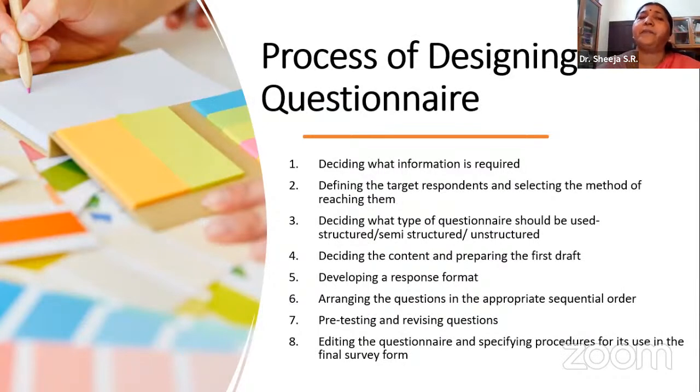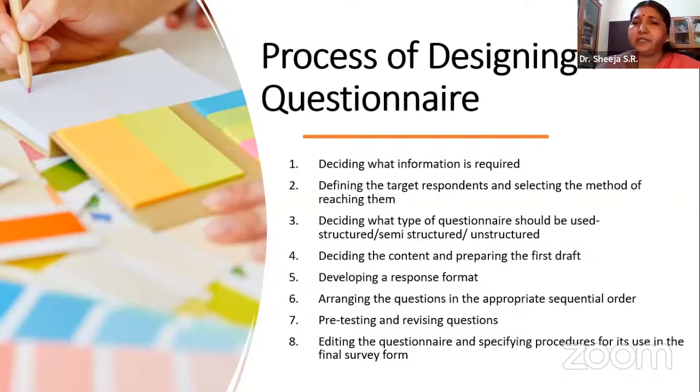And then you have to decide what type of questionnaire we should use. We can use structured questionnaires. Semi-structured questionnaires can be used, and sometimes we may be using unstructured questions. That depends upon our research objectives, and then the type of research that we are carrying out. We will understand the difference between these three types of questionnaires later. So this is another important decision that we have to take.